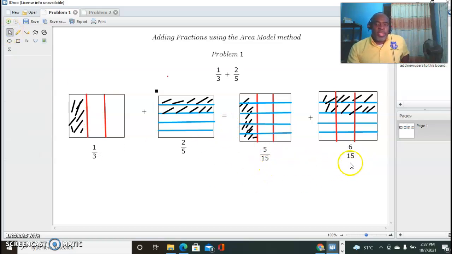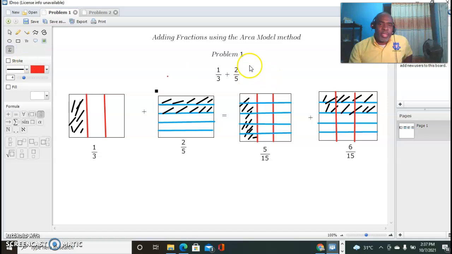So now we can add these two fractions. They have the same denominator, so we can add the fractions. So 1, 2, 3, 4, 5, 6, 7, 8, 9, 10, 11. So our answer to our problem is 11/15. Was that difficult?